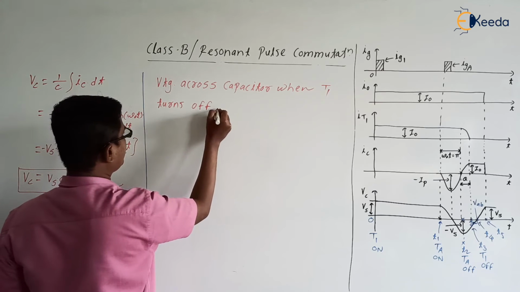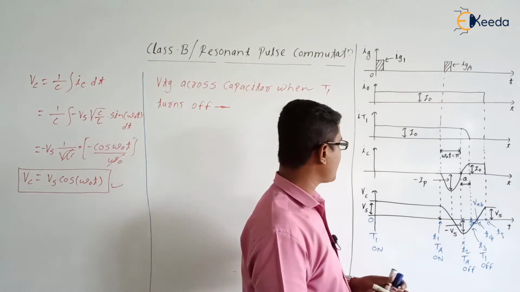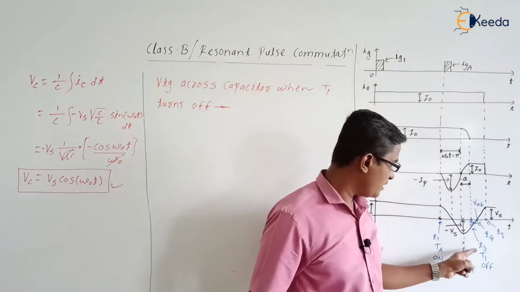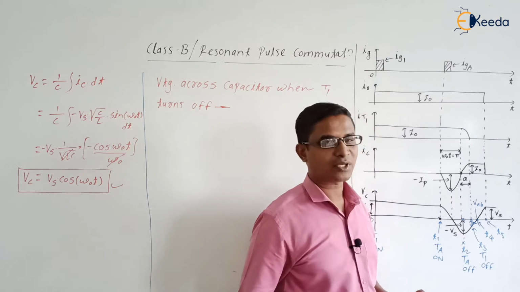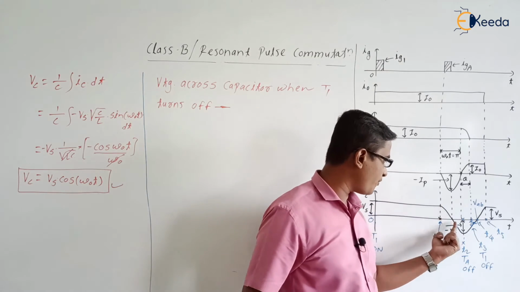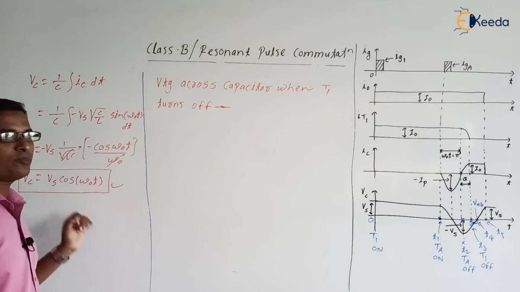Yes, thyristor T1 turns off. What is the voltage across the capacitor when thyristor T1 turns off? If you check at this instant, at t equal to t3, thyristor T1 is turning off. We have the expression for this waveform. What is this expression? It is Vs cos(omega 0 t).